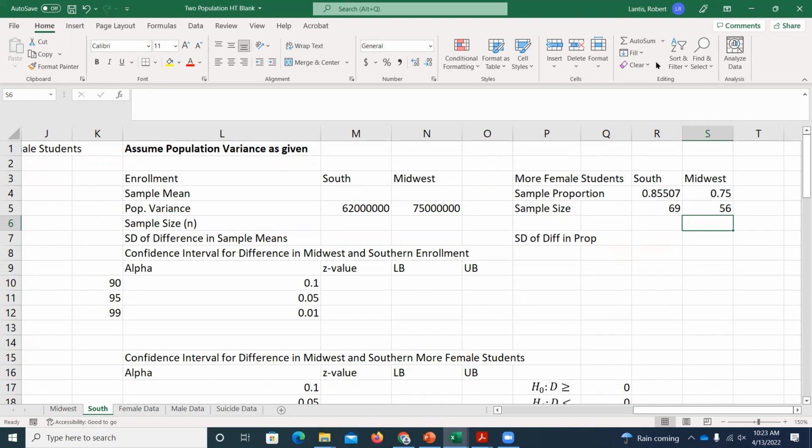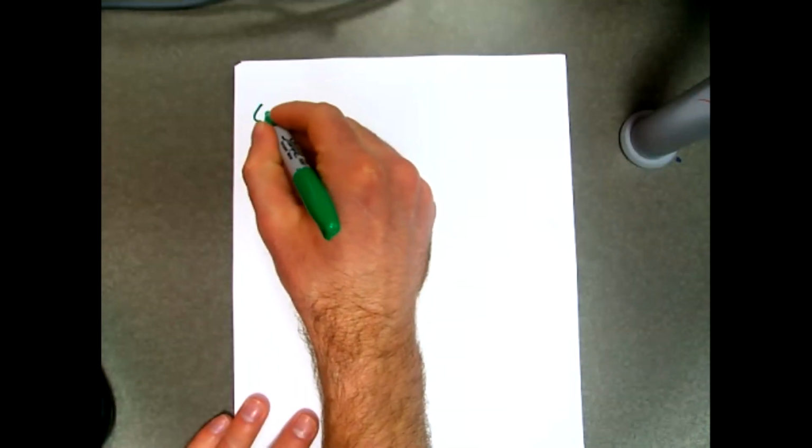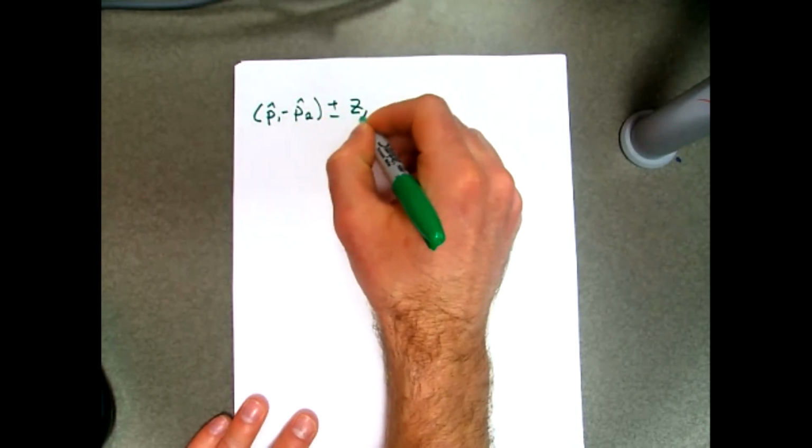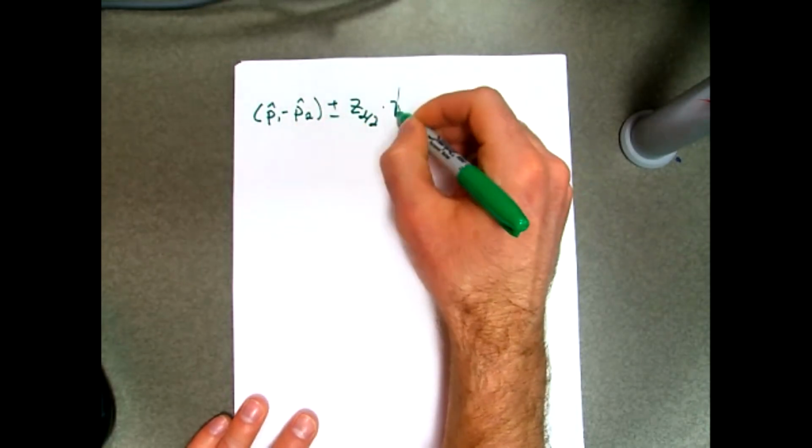Okay, so if we go back to last class, and we'll go back to hypothesis testing after this, we did confidence intervals when we were looking at the difference in these sample proportions. So just to remind us what that formula looked like.